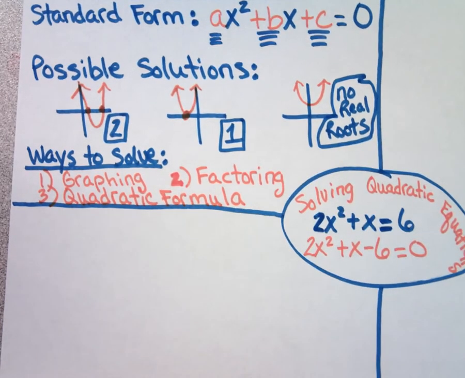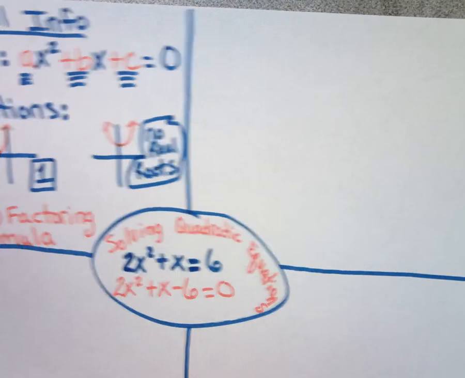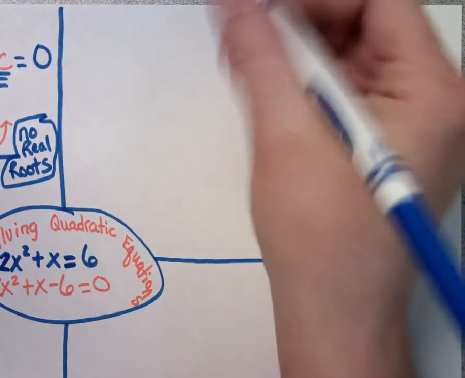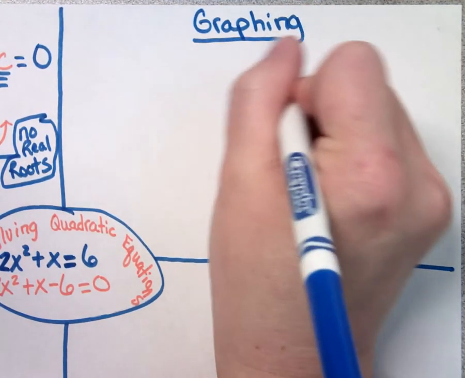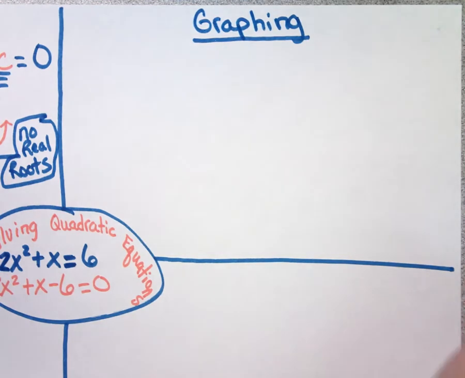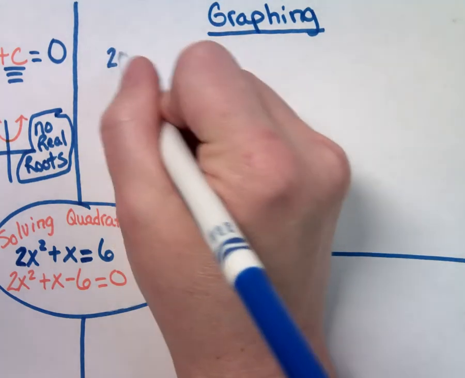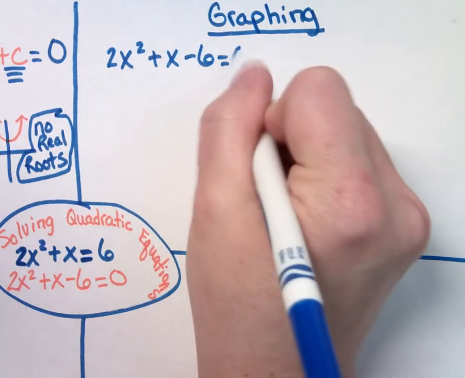So three ways to solve: graphing, factoring, and the quadratic formula. First thing I'm going to start with is graphing. So I'm going to come over here and write graphing down. And I'm going to go ahead and use this problem as my problem. I'm going to use the one where it says equals 0. So 2x squared plus x minus 6 equals 0.